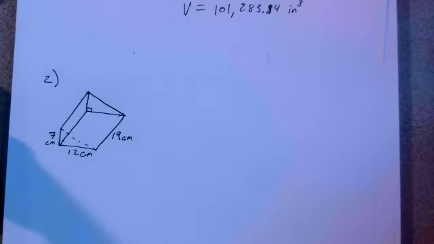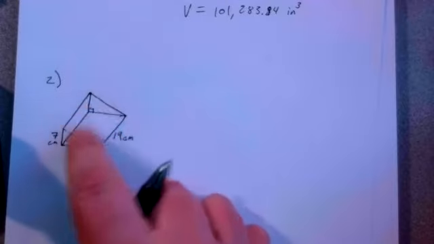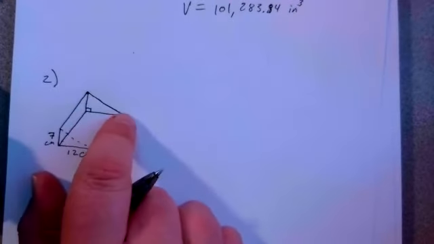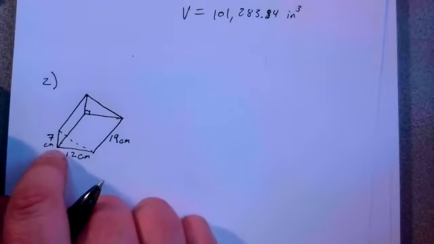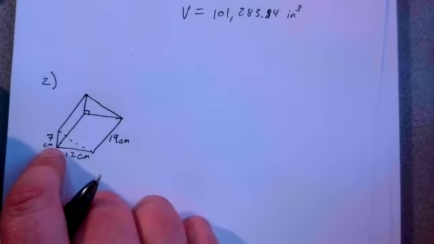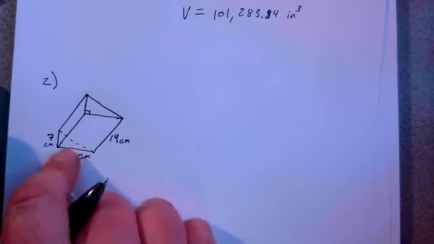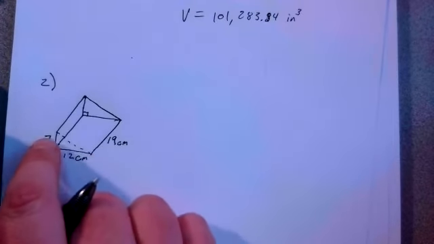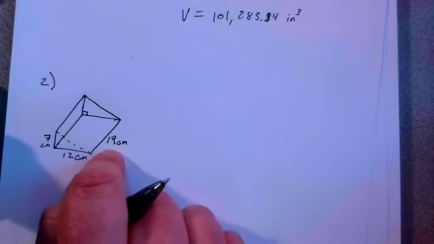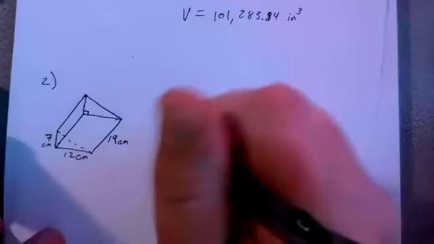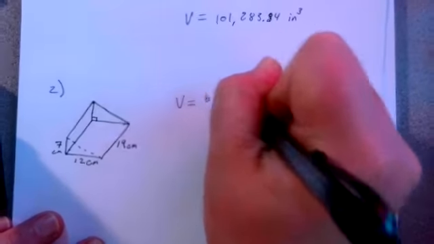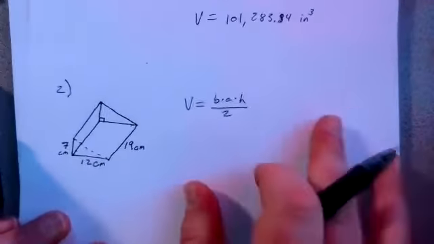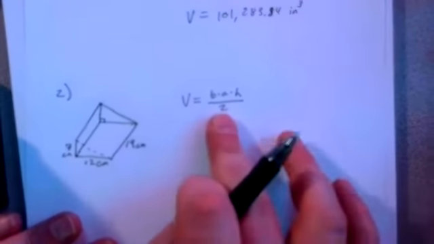All right, let's do one more just to make sure we're all on the same page. Here I have a right triangle as the base of this triangular prism. So 1/2 base times height. My altitude here is going to be 7, my base is 12. So volume is base times altitude times height, all divided by 2. That's just another way of doing the 1/2 in front. Either way you do it, it's fine.